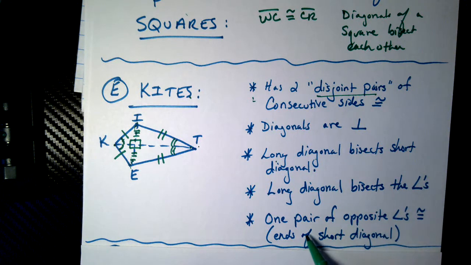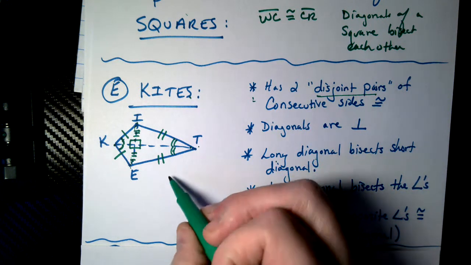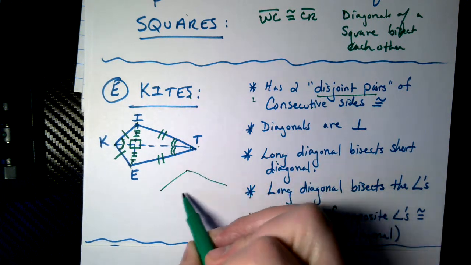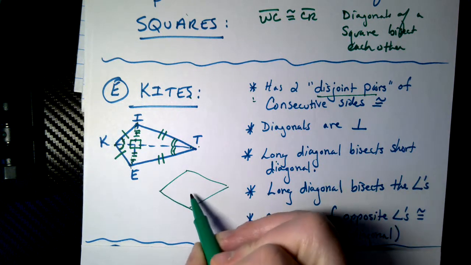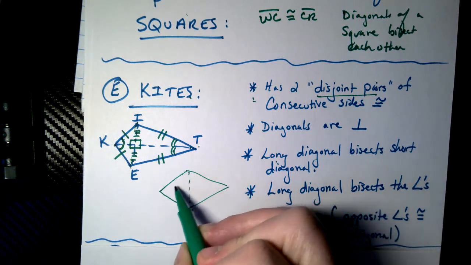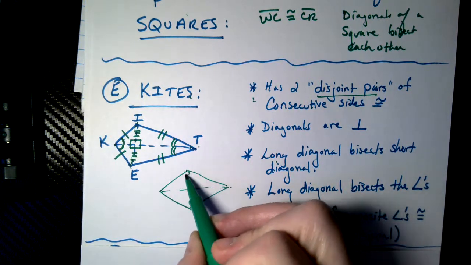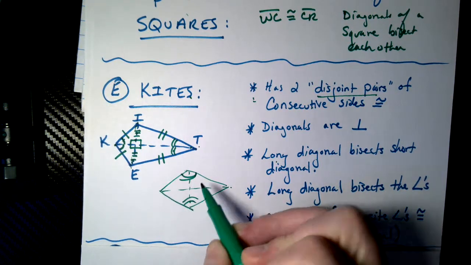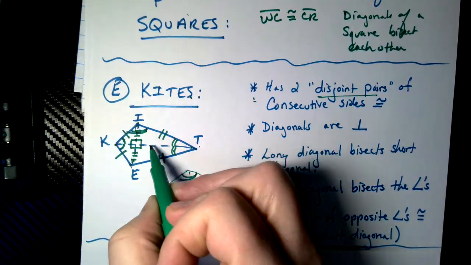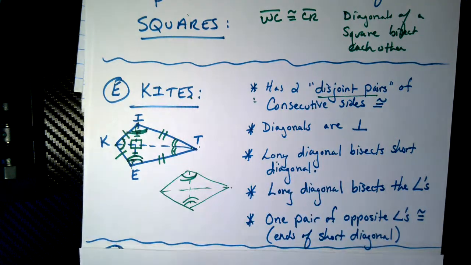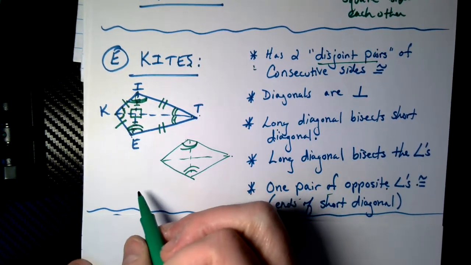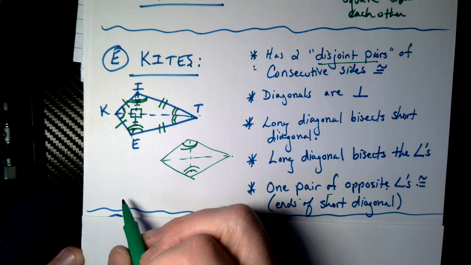And one pair of opposite angles are congruent. So if you have a kite shape, the angles at the end of the shorter diagonal, here's my long diagonal, this angle and this angle. So up here would be angle I and angle E would be congruent to each other. One pair of opposite angles are congruent to each other. Again, it's a big long list of stuff that we got to sort of force our way through here.